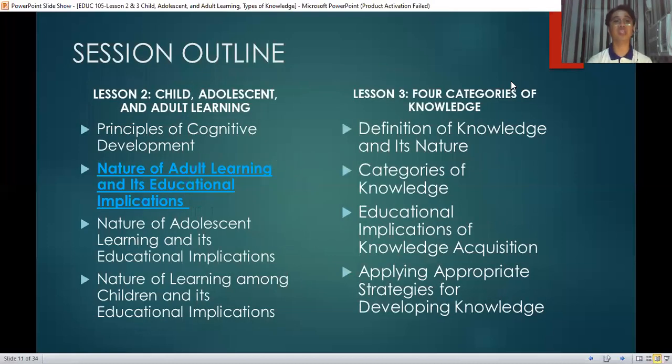Okay, next, we move to the nature of adult learning and its educational implications. So ano-ano nga ba yung mga katangian na unique sa mga adult learners? Especially if you will be teaching in high school, you will need, of course, adult learners, and in college, plus postgraduate studies. Now, if in case you will be in that position as their teacher, what to do? That's the question now. What should you do? How do you approach? How do you communicate with this type of learner?